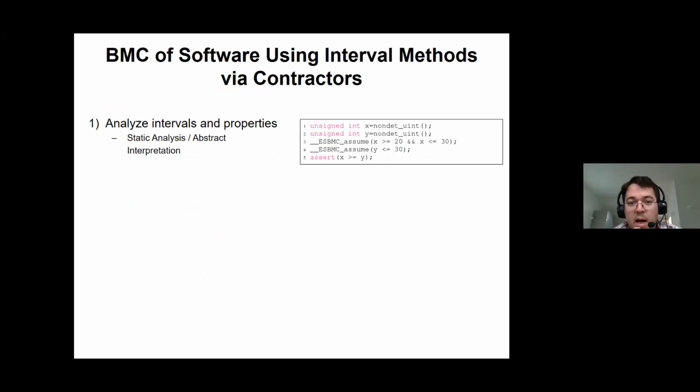And then we started investigating a technique called contractors, which comes from CSP, the constraint satisfaction problem. So, applying BMC using tabled methods via contractors, just to give you an overview of how it works. The first step of that approach is analyzing variables and properties.